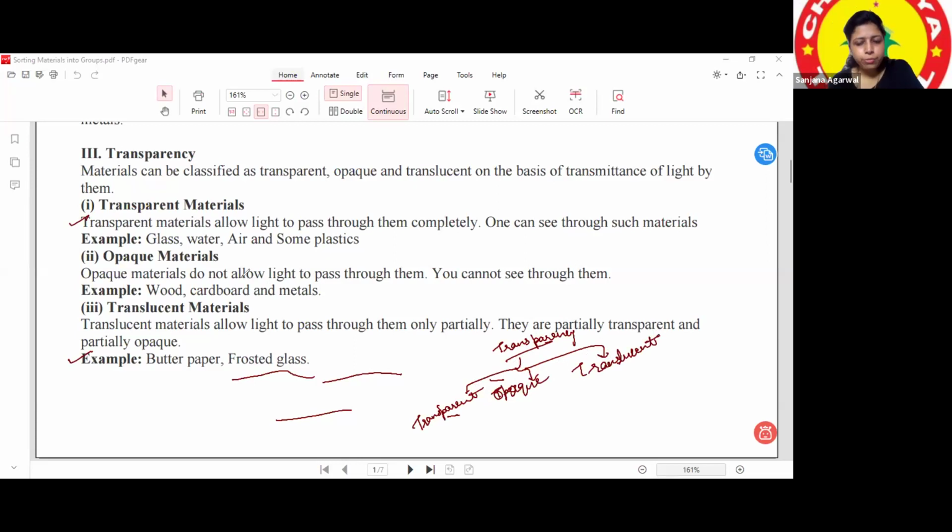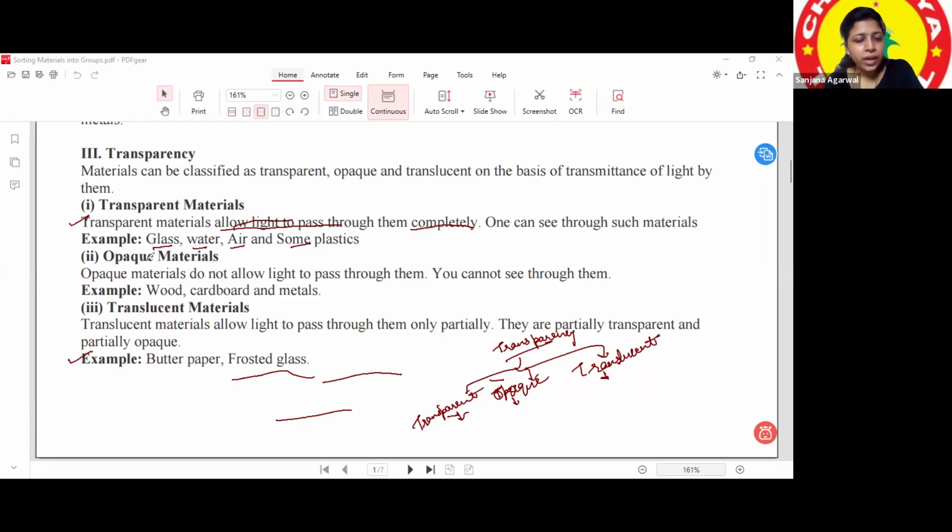Wait for a while, please everyone. What are transparent materials? The materials which allow light to pass through them. But in this, you need to write this definition in a single sentence. Under the heading transparent, or just in the bracket, write down: the materials which allow light to pass through them completely. Add this word completely. These are transparent materials, so we can see through such material. For example, glass and water, it should be clear water. If the water is muddy, it will not be transparent anymore. Air and some sort of plastics.